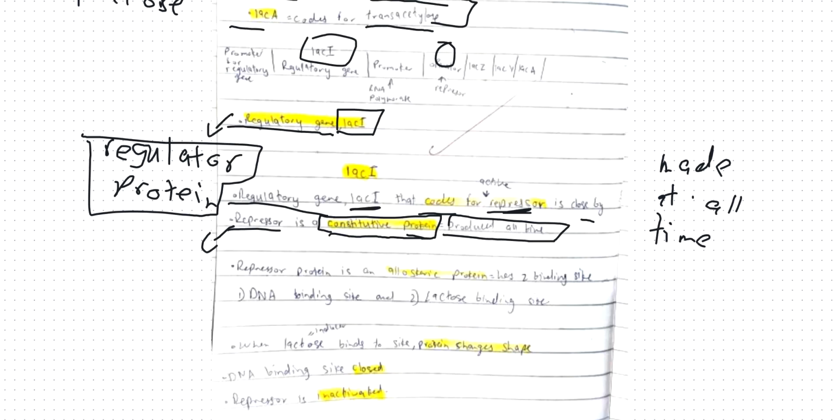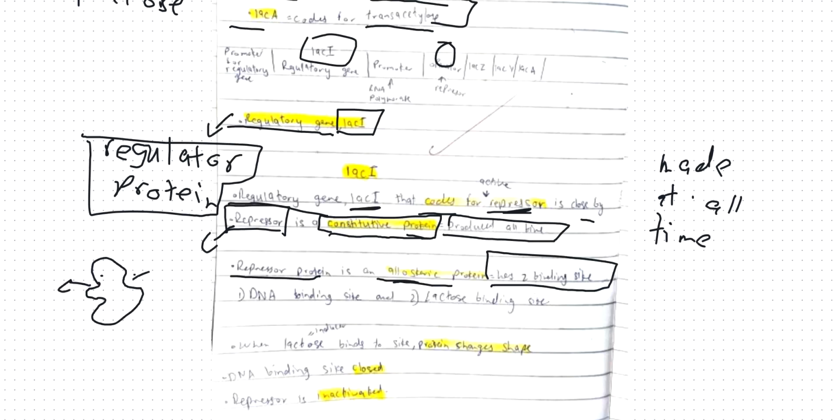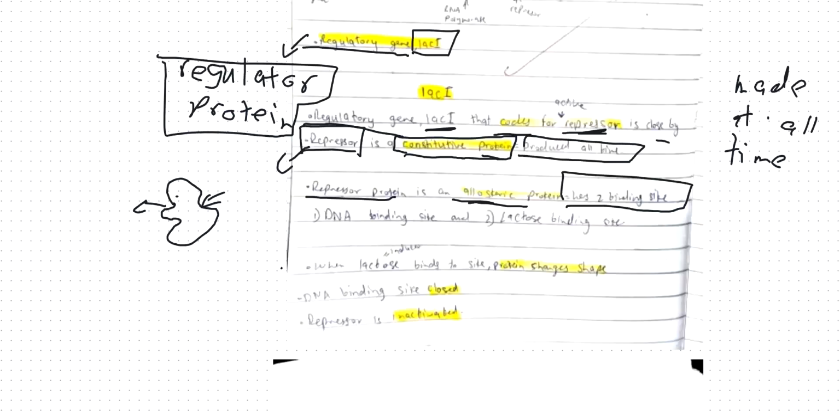But there is a problem. This repressor protein is an allosteric protein. This means that this repressor protein has two binding sites. It's shaped something like this. This is one binding site, and this is the second binding site. The first binding site is where the operator would bind.